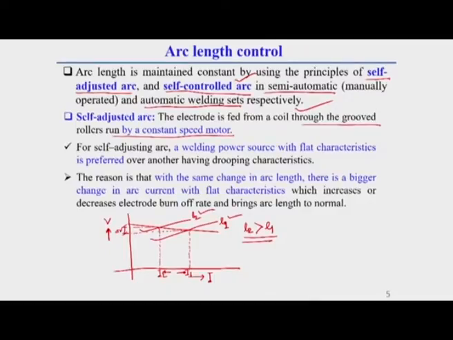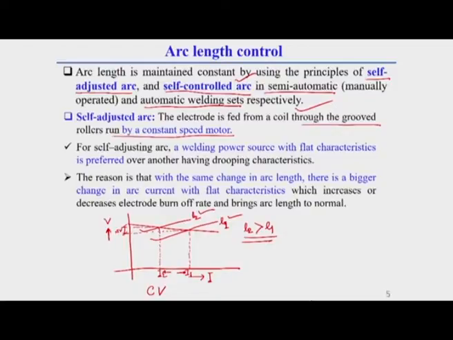So, if there is a change of voltage, that means a drop of voltage, then automatically the current value either increases or decreases. Here the arc length increases or decreases and it returns back to its original position. This type of principle or phenomenon is generally called the self adjusting characteristic of arc. In the self adjusted arc, a constant speed motor is used, and constant voltage power source characteristics are used.